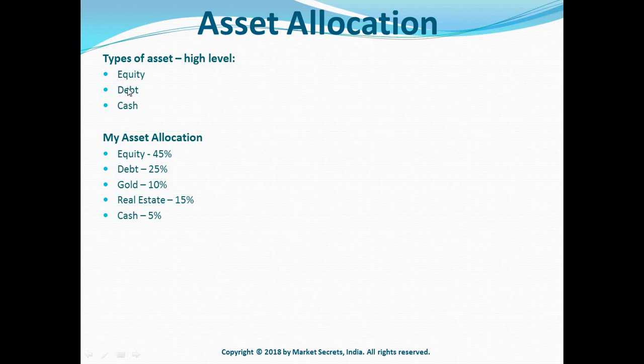But from my perspective, we have 5 different asset classes: equity, bonds or debt, gold, real estate, and cash. The first step here is to define your asset allocation. Here is my asset allocation. In my portfolio, 45% will go to equities, 25% will be in debt, 10% in gold, 15% in real estate, and 5% in cash.